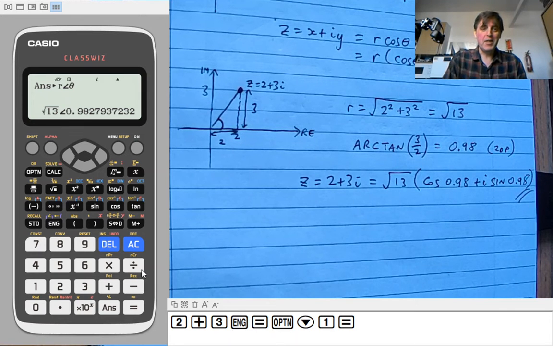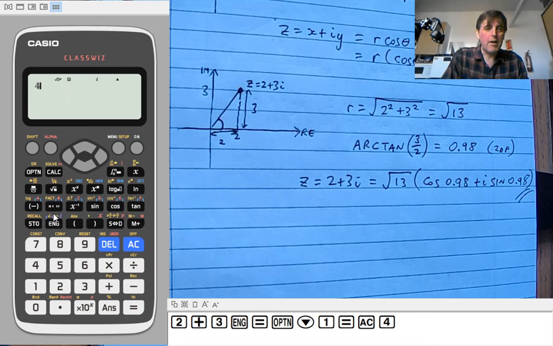So that's pretty useful, right? What about if we had a number in modulus argument form and we wanted to convert it back into our other form? Well, let's clear this away and let me show you how that might work. So let me just put in a number in modulus argument form here. So let's say we've got the modulus of 4 and an argument of, let's say, minus pi over 4.